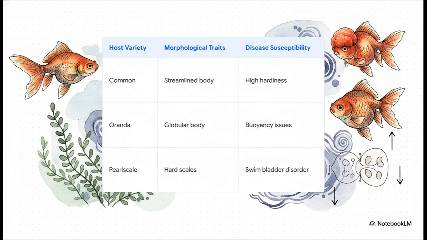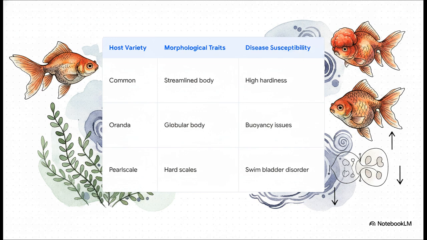You see, a goldfish's genetic makeup and its physical anatomy directly dictate its baseline susceptibility to getting sick. Over a millennium of selective breeding has taken the goldfish pretty far from its wild crucian carp ancestors, and yeah, those changes come with a real biological cost. Take the common goldfish. Its streamlined body and single tail make it incredibly hardy. It can handle a massive range of temperatures because its genetics are still super close to wild carp.